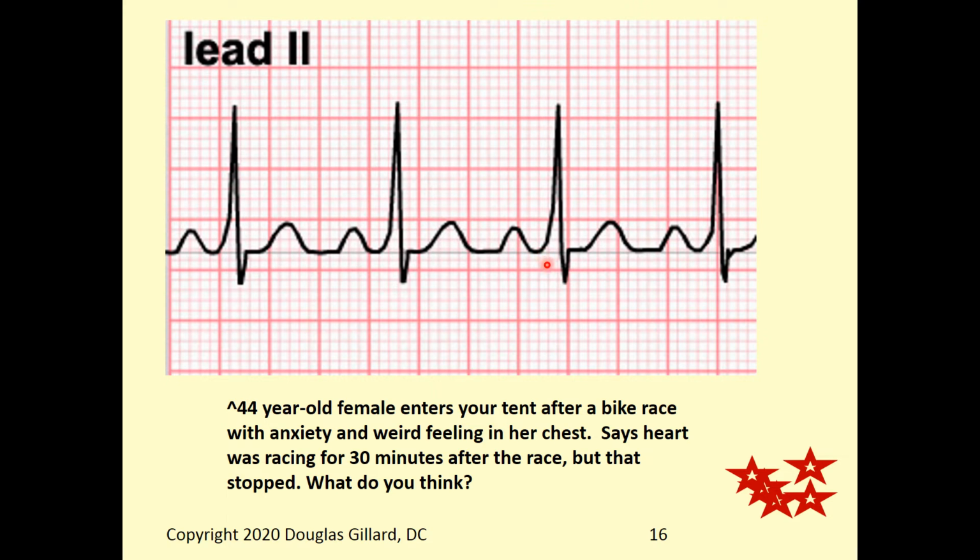Here's the start. This should be no more than 2.5 little boxes. It starts about here. I probably blew this up on the next slide, but it's 1, 2, that's over 3 little boxes. That's too wide. So we have a short PR interval, and we have a wide QRS complex. This is Wolff-Parkinson-White syndrome.